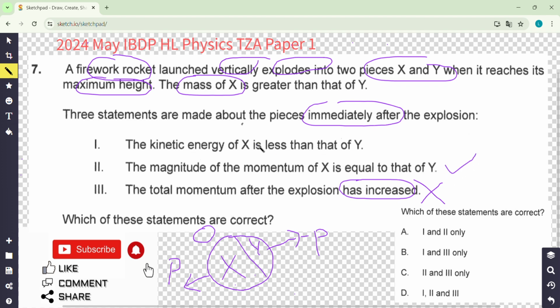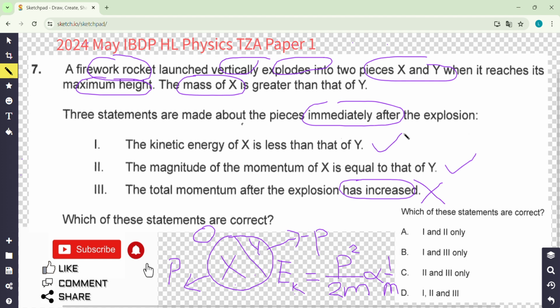So which one has more kinetic energy? Remember, EK can be written as mv squared, but for this one I prefer you use the alternate form, p squared over 2m. Because when comparing x and y, they have the same momentum. In the same momentum situation, EK is proportional to 1 over m. So the heavier one will have less kinetic energy. X is heavier, larger m, so smaller p squared over 2m means smaller kinetic energy.